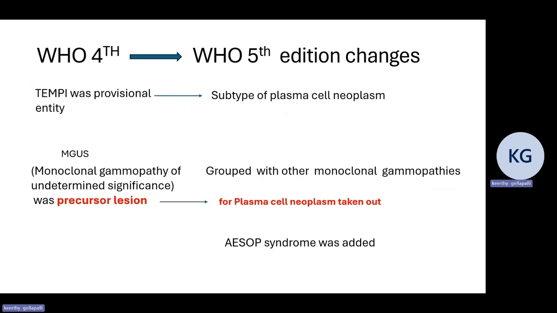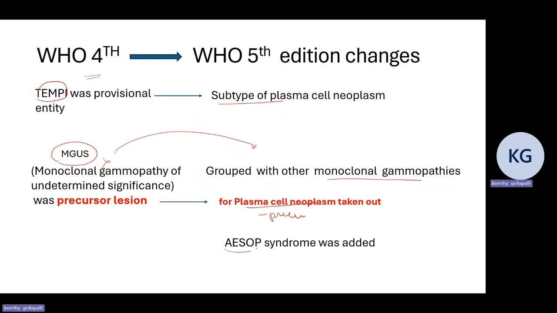Now, before going to the classification of plasma cell neoplasms, I want to tell you the difference between the previous WHO and the WHO 5th edition. So we have 10B, which I will tell you the full form of. It was a provisional entity in the 4th edition. Now it is a subtype. Previously, MGUS, that is monoclonal gammopathy of undetermined significance, was placed under plasma cell neoplasms as a precursor lesion. Now it is removed and put under the monoclonal gammopathies side heading. Okay.